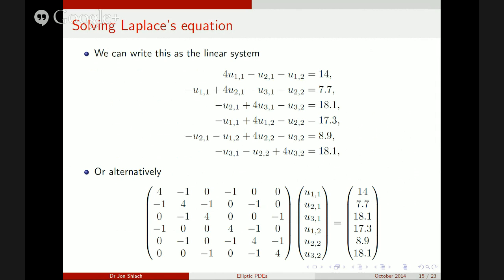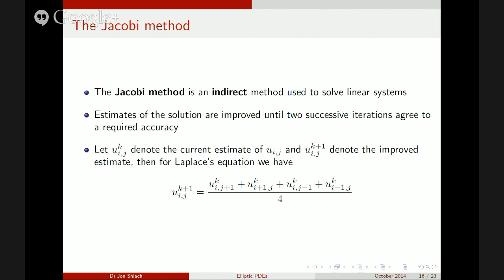So we want to find the solution. The solution, which is this vector here, would give us the values of those nodes. So that's what we now need to do. We're going to look at 4 indirect solution methods. We're only going to look at 1 today. The other 3 we're going to look at next week. And the first one we're going to look at is called the Jacobi method, and it's an indirect method.